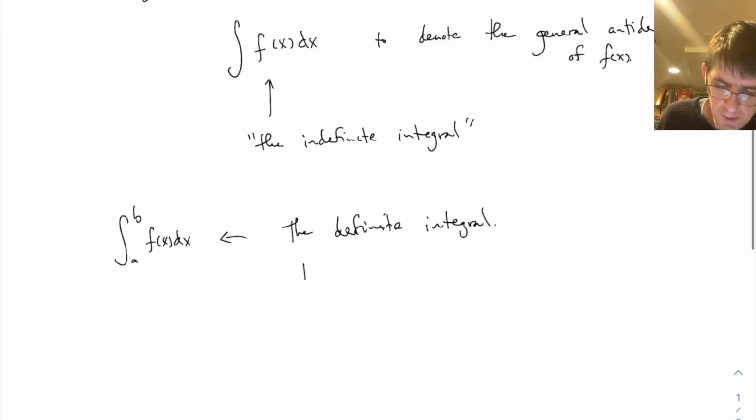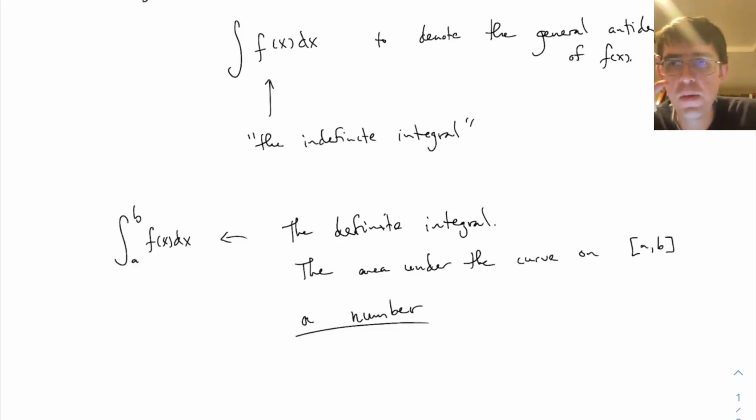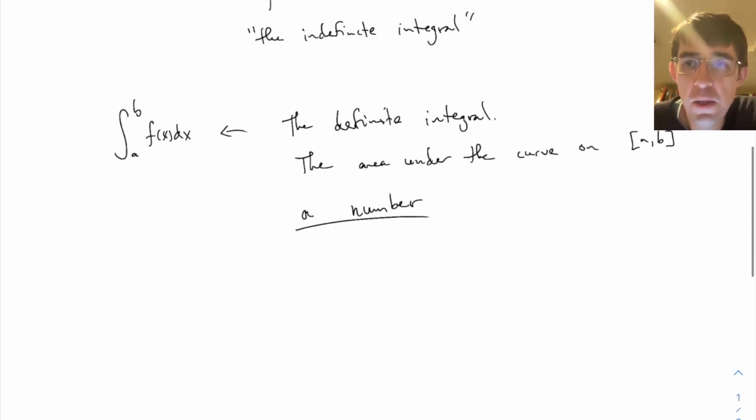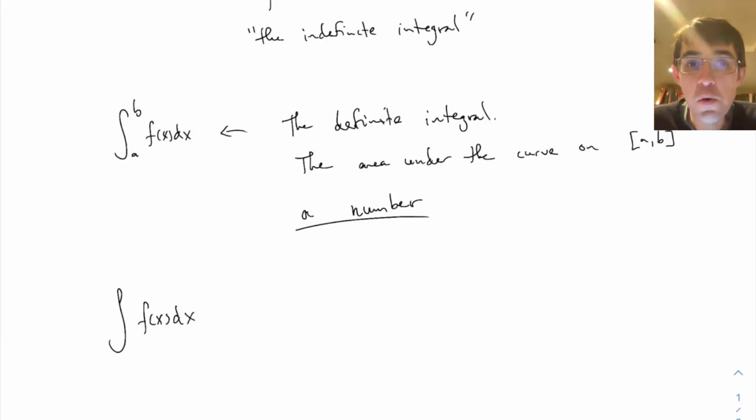And what it means is it represents the area under the curve on the interval a to b, right? And it's a number because it's an area. So when you write an integral like that, you can evaluate it. If you're able to evaluate it, the answer is a number. That's called the definite integral. Whereas if I just write this with no little numbers, that's called the indefinite integral.